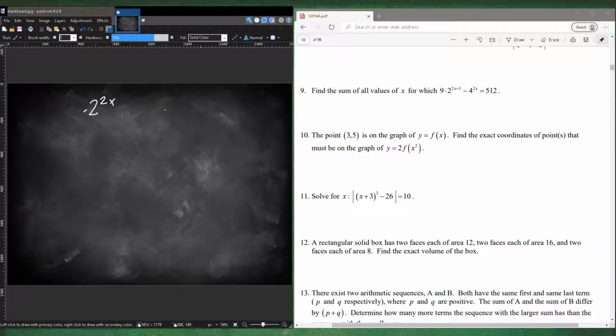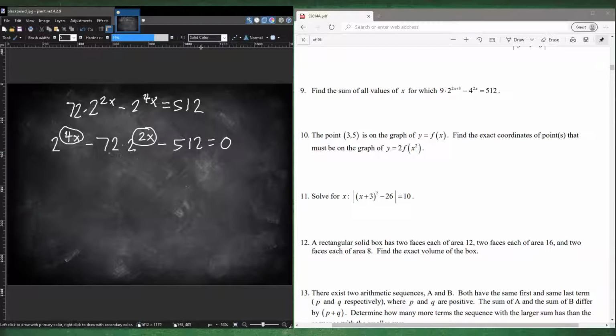So then 2 to the power of 3 is 8, so 8 times 9 is 72. And then for 4, that's the same thing as 2 to the power of 2, so it's 2 to the power of 4x is equal to 512. And now you can see what we'll be doing. So we can move everything to one side: 2 to the power of 4x minus 72 times 2 to the power of 2x minus 512 is equal to 0. So now it's like a quadratic because this one is twice the power of this one.